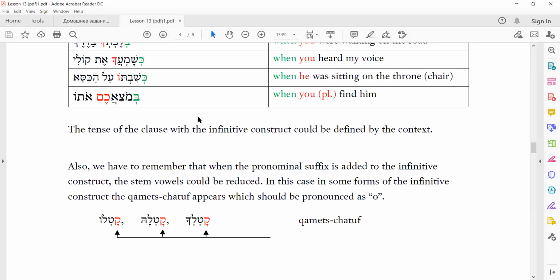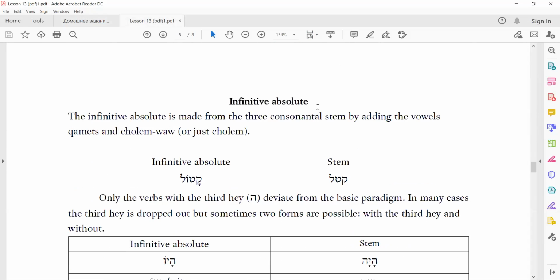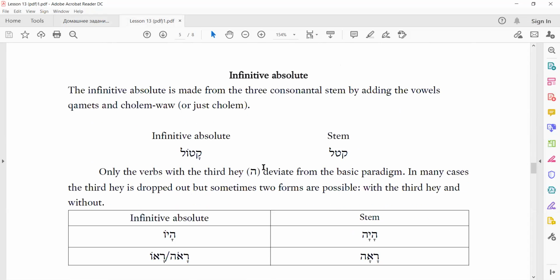Can you see my screen now or not? Yes. So we came back to infinitive absolute. Okay, good. So now let us come back to another type of infinitive that we can often find in the Bible, and this is infinitive absolute. So what is the difference between them? Infinitive absolute doesn't change at all. It doesn't take any prefix, any suffix, nothing.